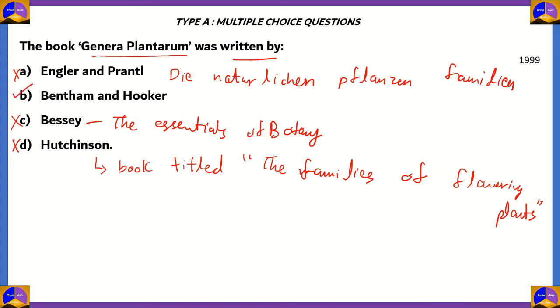The correct option would be option B, the second option that says Bentham and Hooker. Bentham and Hooker wrote the book Genera Plantarum, from which a lot of information has been taken about taxonomy and classification and so on. So therefore option B is the correct option for this question asked in 1999.